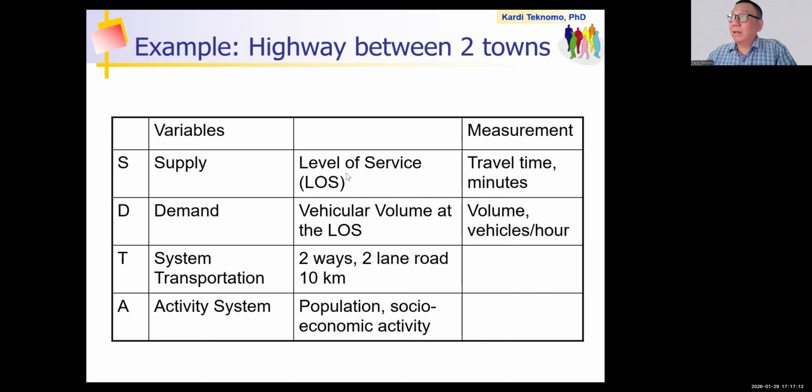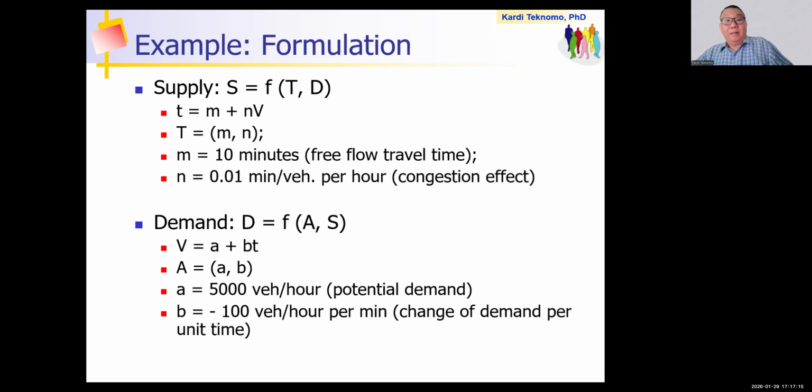This represented level of service. Okay, so I want to give a very simple model. Both are linear. Here we have the supply. In the first model, the supply S is a function of transportation and demand. In the second model, demand is a function of activities and the supply. We use a linear model for both of them. So this is the actual model, linear. This is the first one, and this is the second one.